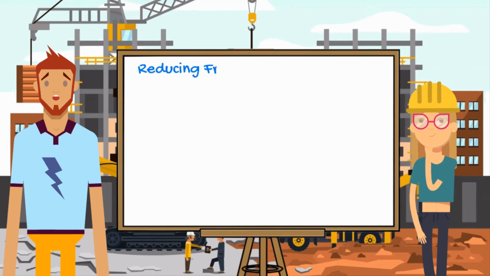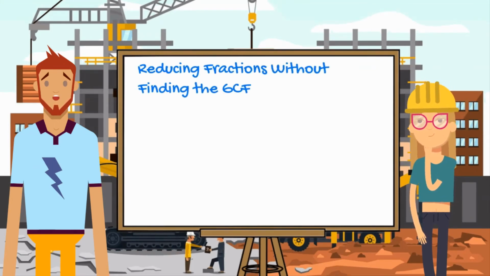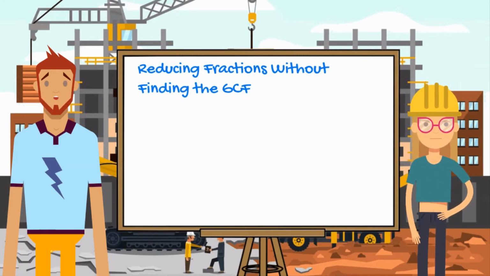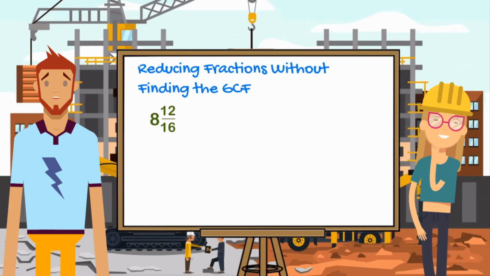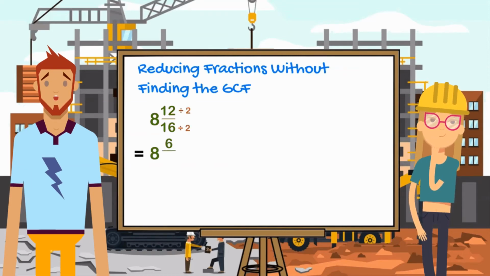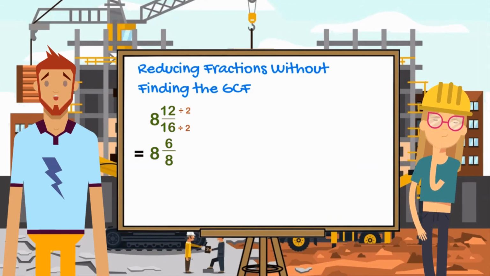Please note that even without the GCF, we can still reduce a fraction using any number that is a factor of both the numerator and the denominator until the fraction can no longer be reduced any further. Let's take a look at 8 and 12/16 again. We can see that both 12 and 16 are even numbers. Even numbers are numbers that can be divided by 2 without any remainder. 12 divided by 2 is 6, and 16 divided by 2 is 8. Now we have the fraction 8 and 6/8.